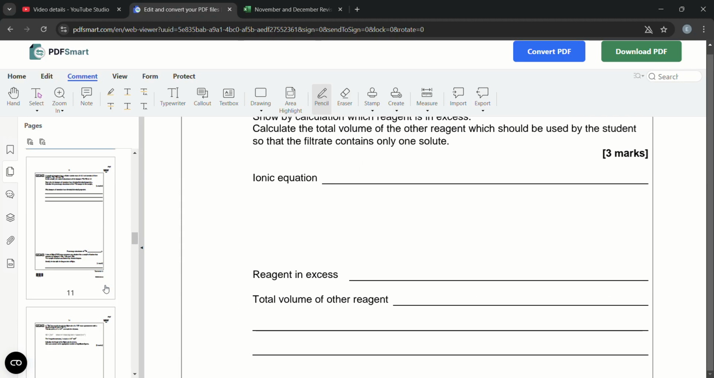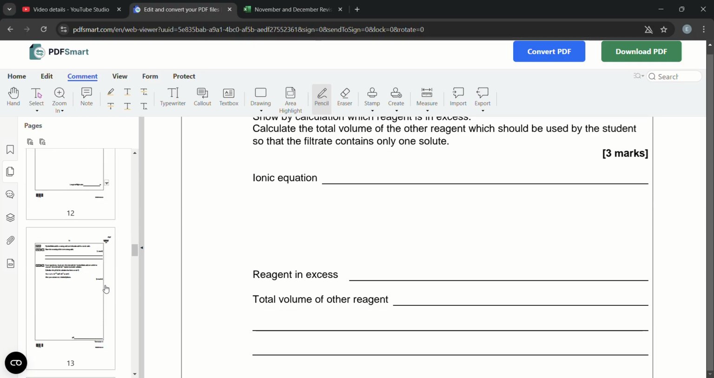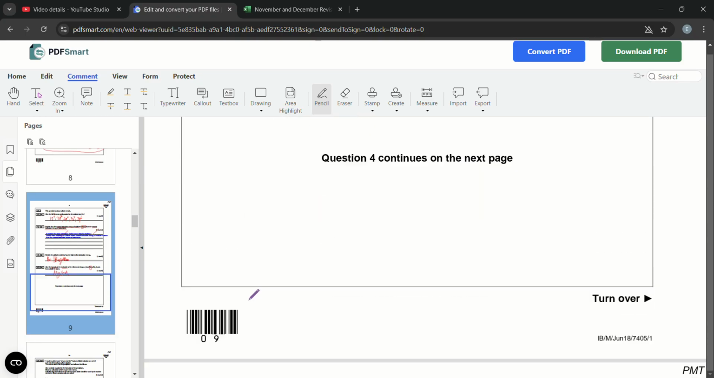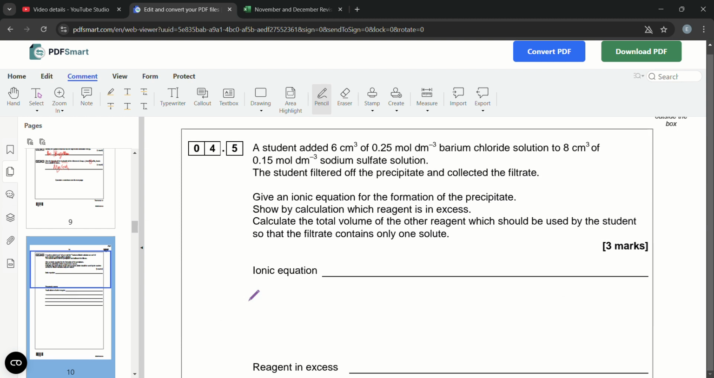And then we've got question 4.5. A student added 6 centimeters cubed of 0.25 mole per dm cubed of barium chloride solution to 8 centimeters cubed of sodium sulfate solution. The student filtered off the precipitate and collected the filtrate. Give an ionic equation for the formation of the precipitate.